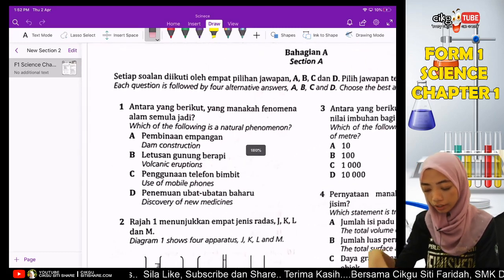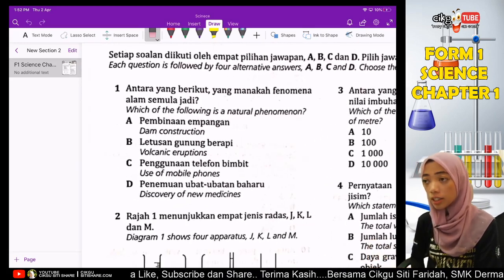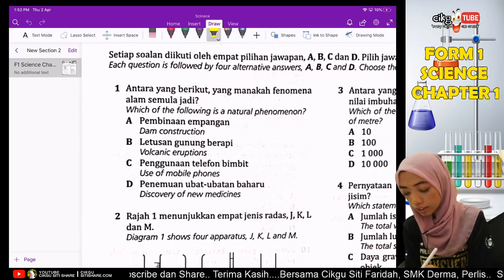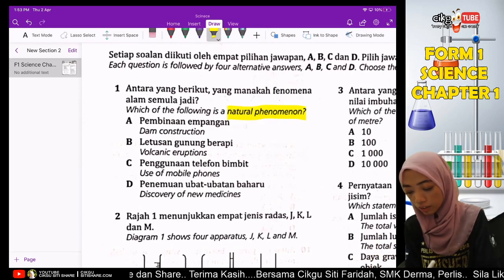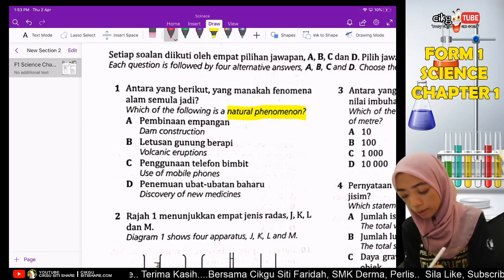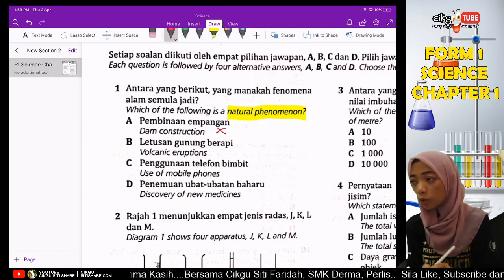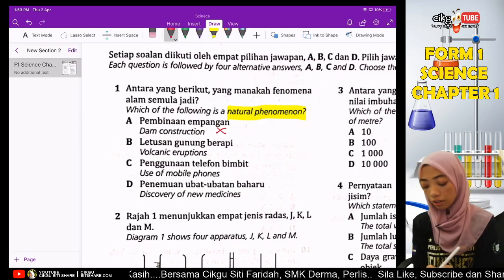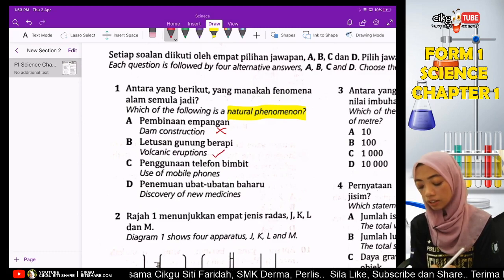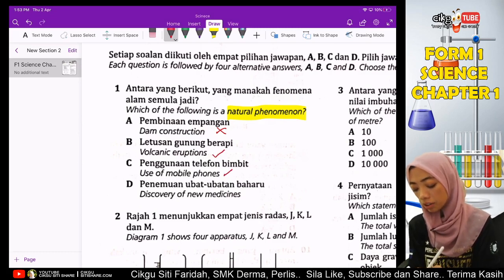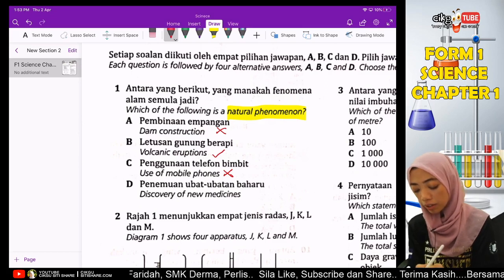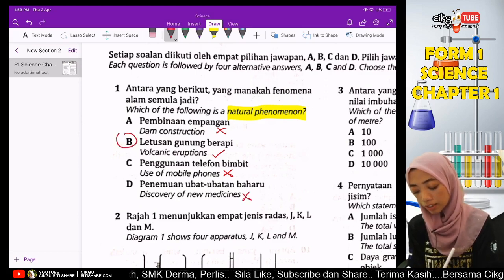Number 1. Which of the following is a natural phenomenon? Natural phenomenon is the keyword of this question. Let's take a look at A, B, C and D. A, dam construction. No, dam construction is man-made. Volcanic eruption, of course, natural phenomenon. Use of mobile phone, no, man-made. And discovery of new medicine, also man-made. So the answer is B.